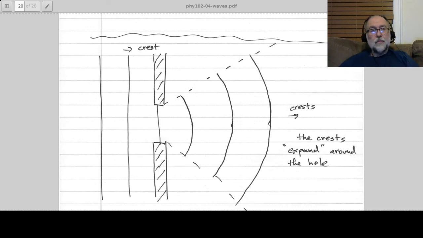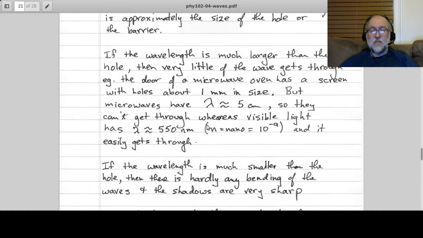Okay, so generally speaking, there's going to be diffraction, but it's not going to be a noticeable diffraction. And so that's how your microwave oven door works. The holes are much smaller than the microwaves, so the microwaves can't make it through, and they're much bigger than the light, and so the light makes it through, and it practically doesn't diffract at all. So there's an example of how the size of the wavelength and the size of the hole or barrier are important.